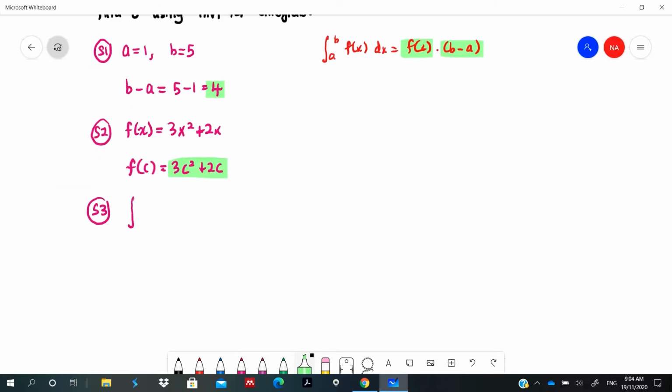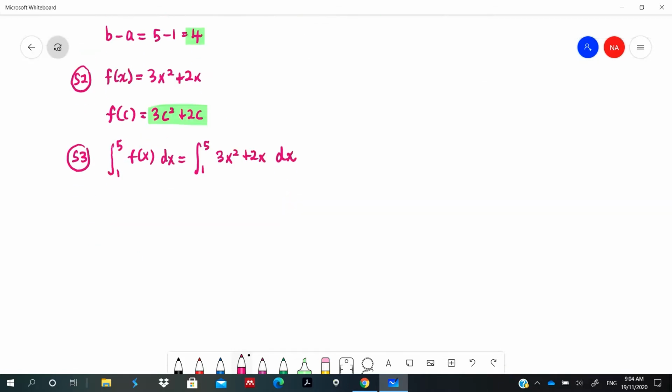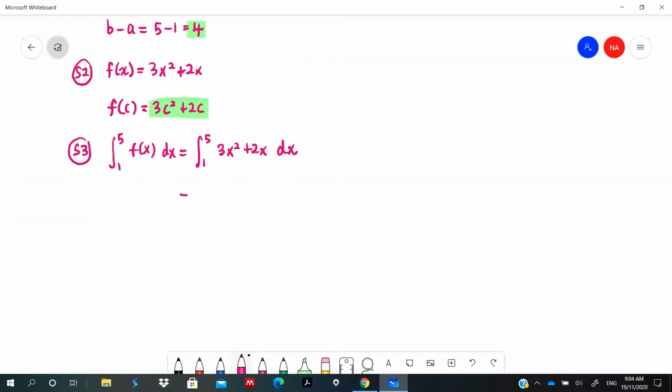Next is to find the integration of f(x) dx over the interval [a, b]. In this case, the interval is 1 to 5. So we want the integral from 1 to 5 of 3x squared plus 2x dx, with respect to x. This is a definite integral. When we integrate, we have 3x to the power of 3 over 3 plus 2x to the power of 2 over 2.